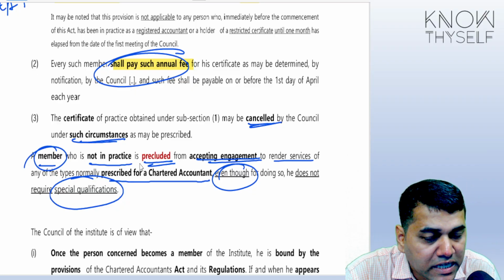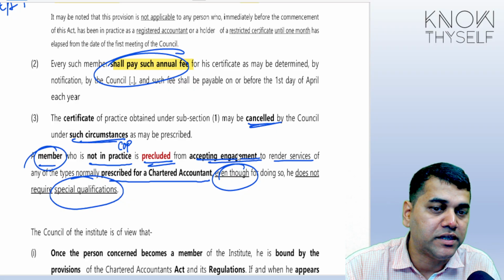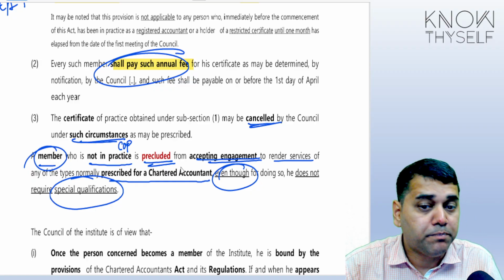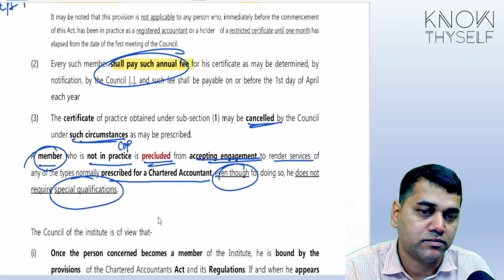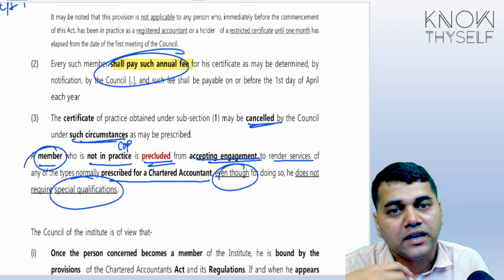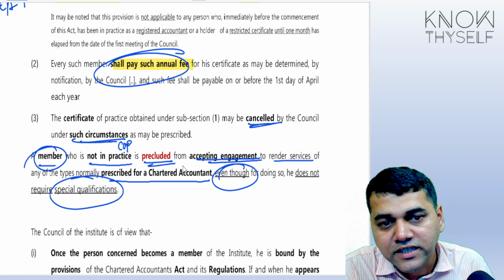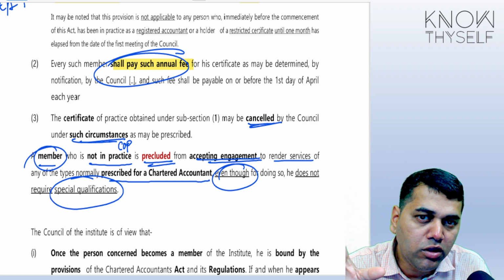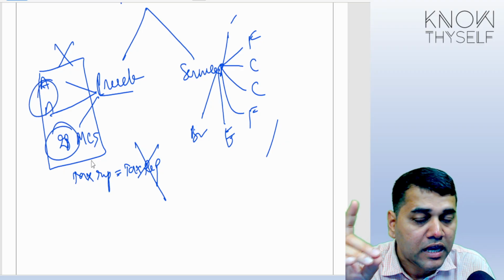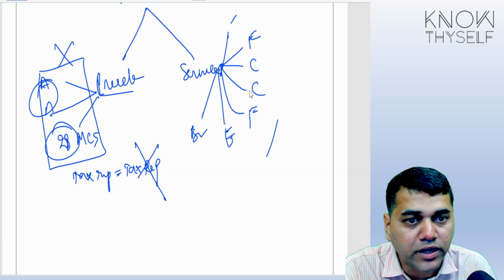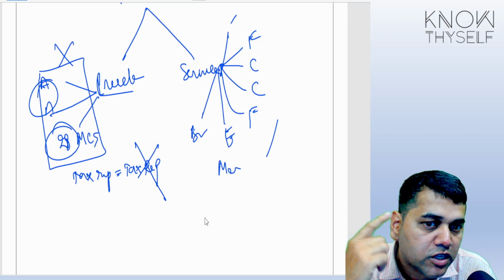A member who is not in practice, that means who has not got COP, is precluded from accepting the engagement which is meant for practicing CAs, even though such work does not require any special qualification. Like, can you be an independent HR consultant? No. Why? Because that is generally done by a practicing CA. So all those 28 types of work plus accounting and audit related work that an independent practicing CA is doing, you cannot do in your membership capacity. You need to have a COP.